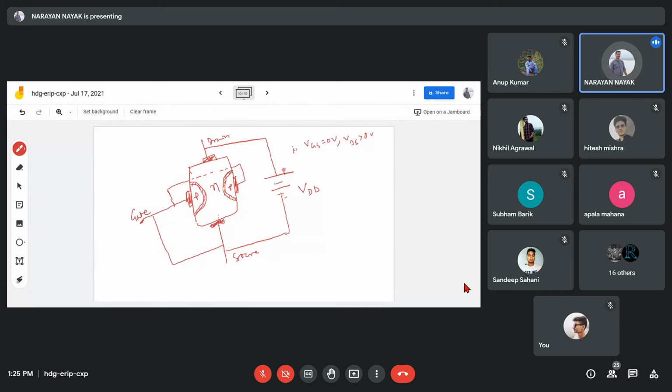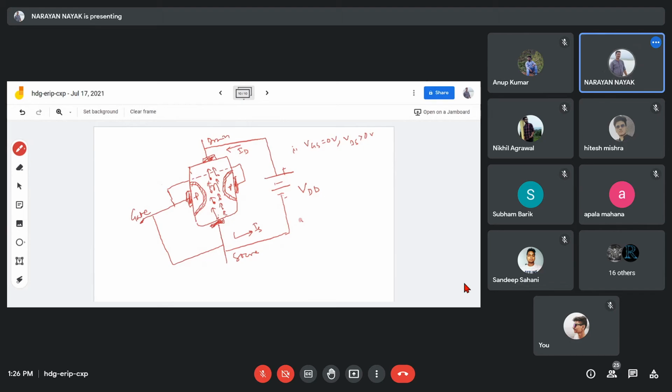From this negative terminal, this is a positive terminal. So the electrons will flow in this channel. These are the electrons. As you know, electron is flowing from negative to positive. So the current must be flowing from positive to negative. So this is your drain current ID, and this is your source current IS. Understood?